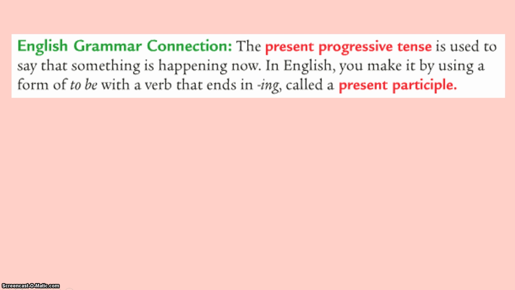Let's talk about what the present progressive is in English first. The present progressive tense is used to say that something is happening now. In English, you make it by using a form of to be with a verb that ends in ing, called a present participle. So, a present participle in English is when something ends in ing.